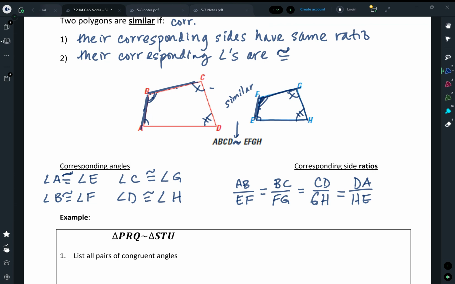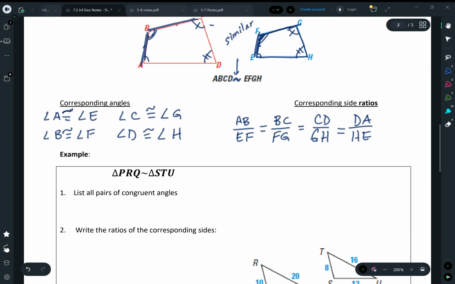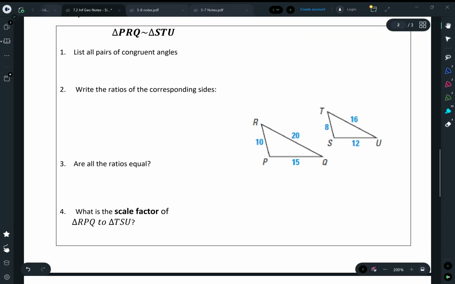Okay, so we do have an example at the bottom here now that we're going to go through. So first they tell us that the triangles are similar. Remember this squiggly line here means that they're similar. We want to first go through and list all of our corresponding angles. So we could look at the picture, but we could also just look at the order. So P is the first letter, and it'll be congruent to S.